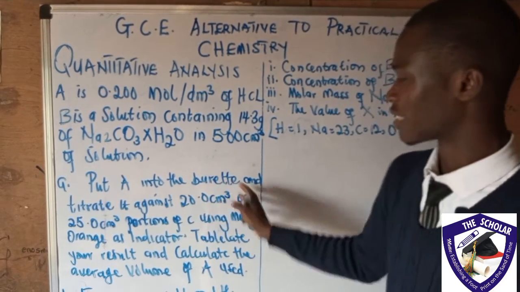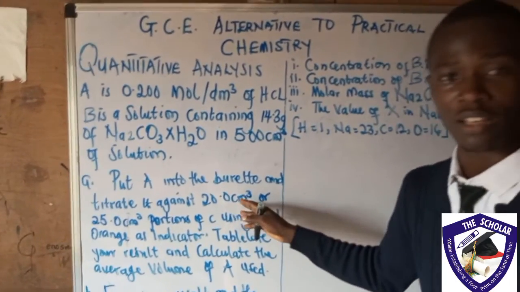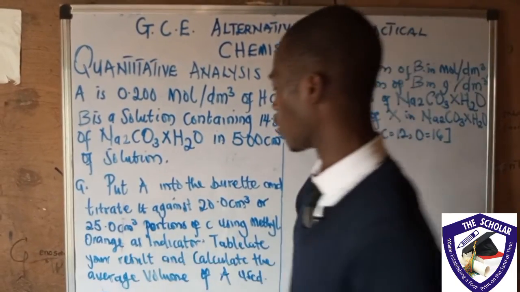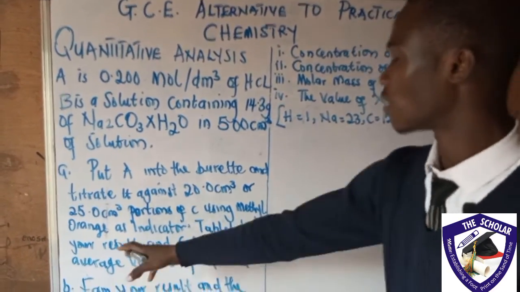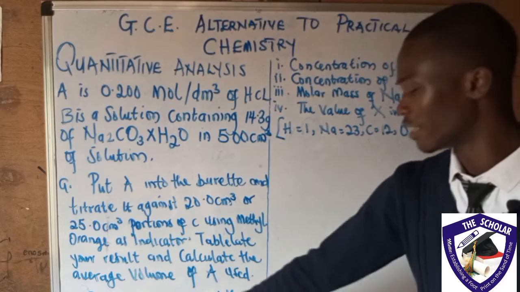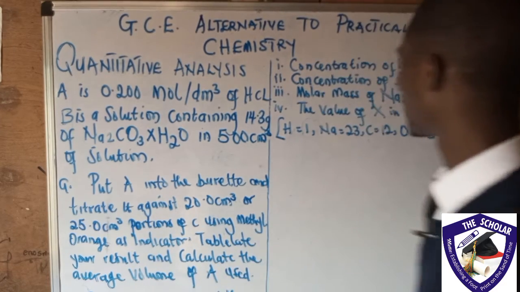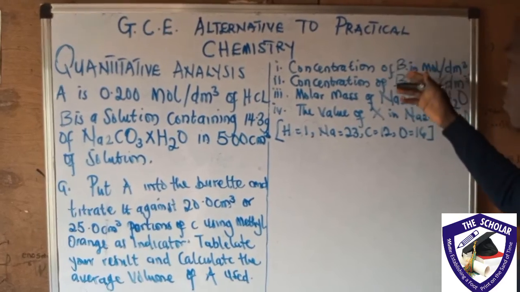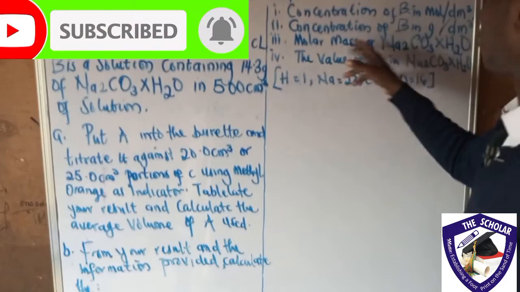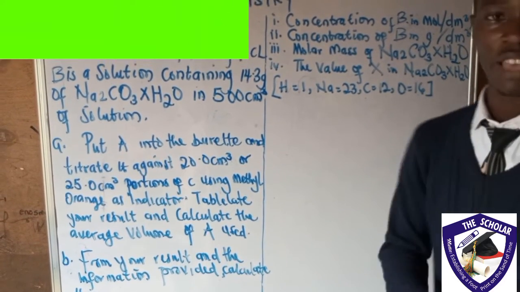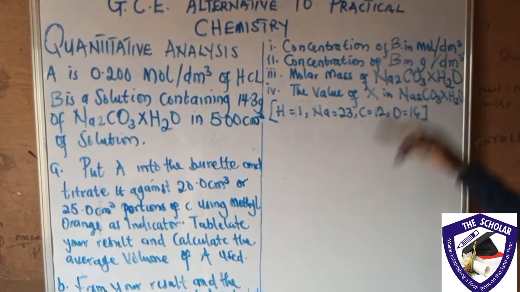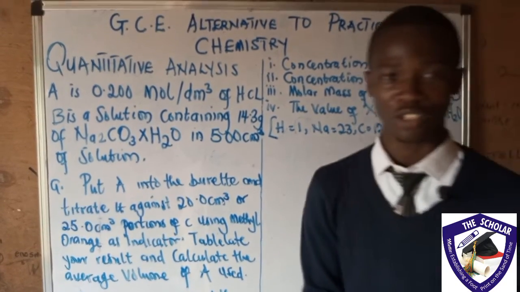Put A into the burette and titrate it against 20.0 centimeter cube or 25.0 centimeter cube portions of C using methyl orange as indicator. Tabulate your results and calculate the average volume of A used. From your results and the information provided, calculate D. So today we'll be calculating the concentration of B in mole per dm cube, the concentration of B in gram per dm cube, the molar mass of Na2CO3.XH2O, which is our solution B. And 4, we'll be calculating the value of X in Na2CO3.XH2O.